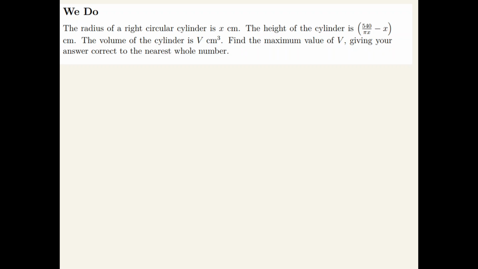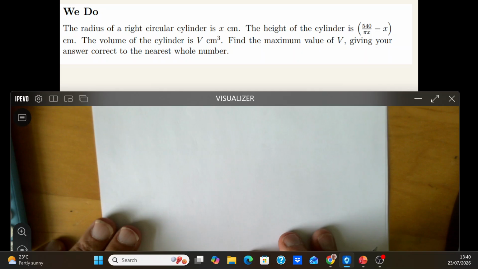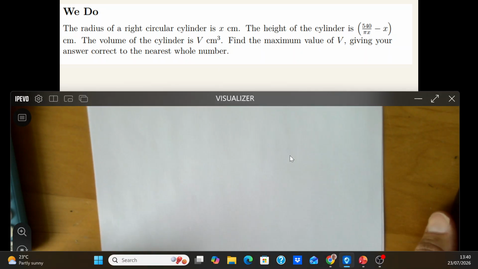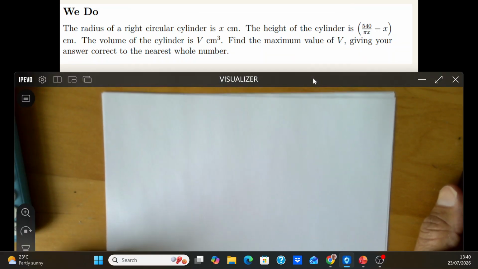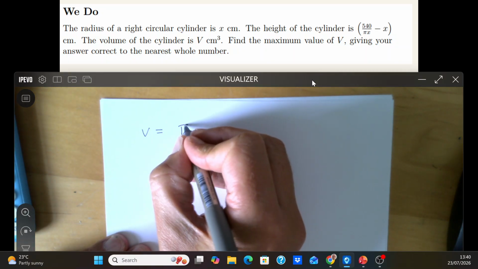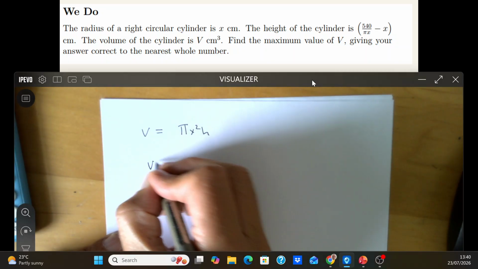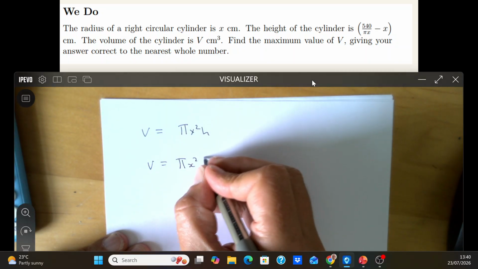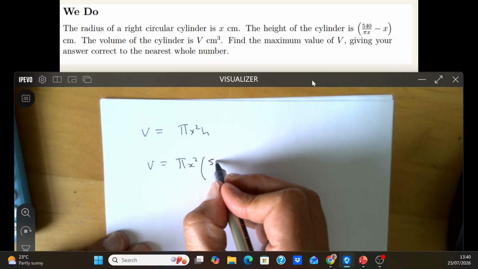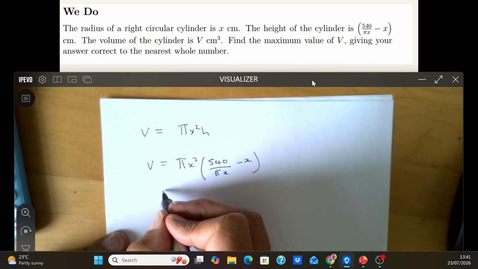I'll move it to one side so you can have a look. Right, so the first thing I did was I wrote an expression for the volume of the cylinder. So you should do that. You should have had V equals pi x squared times h. Then I substituted what in for what. You do that. You should have written V equals pi x squared times (540 over pi x minus x). Tidy that up.